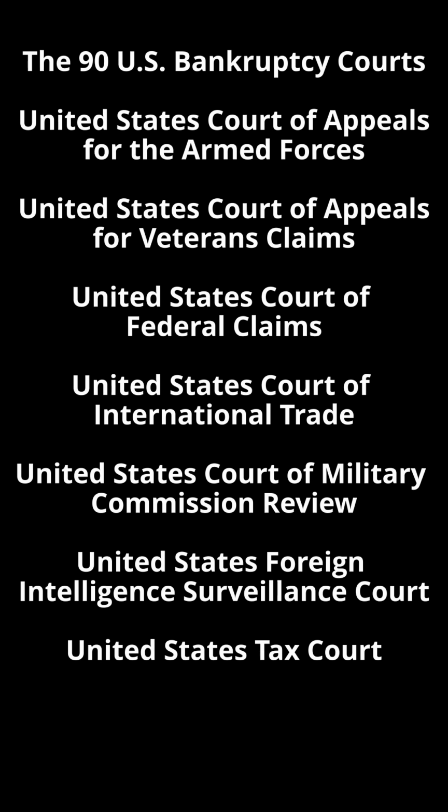In addition to the Article 3 courts, there are also Article 1 courts, which are established by Congress to focus on specific types of cases. These courts, along with the federal district courts, are collectively known as the federal trial courts. That means that a case, outside of very special circumstances, has to go through them first.